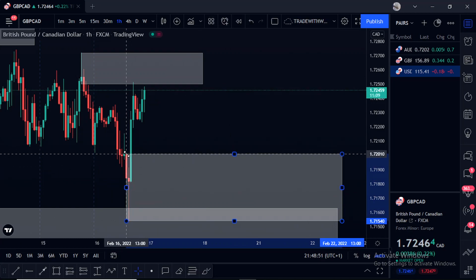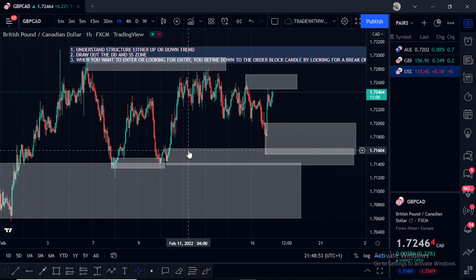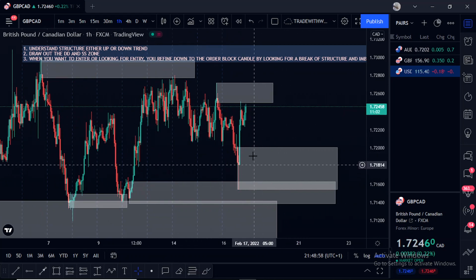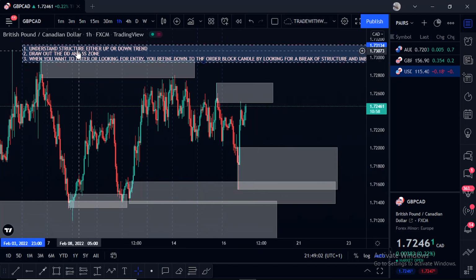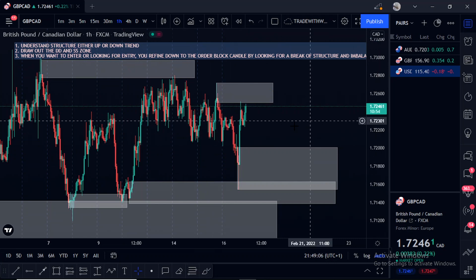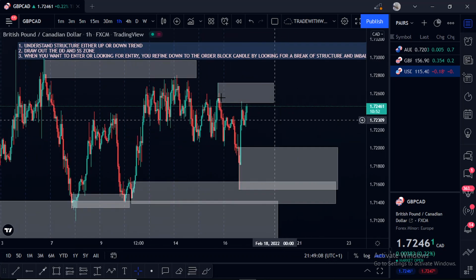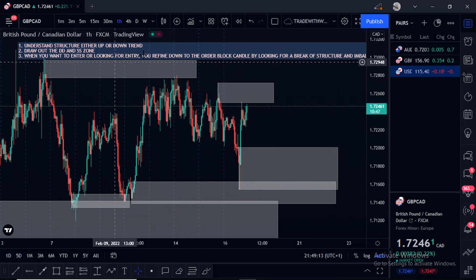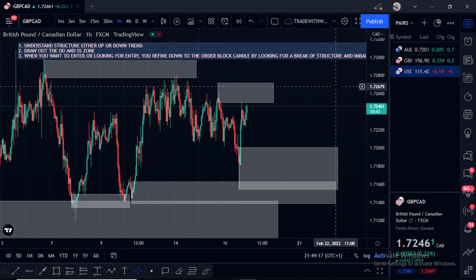But we're using demand and supply to first understand the turning point area that the market reacted to, because we know that there's a lot of orders at that point. For the market to turn away from that point, we should be able to see an order block from that turning point area by seeing a break of structure and imbalance.